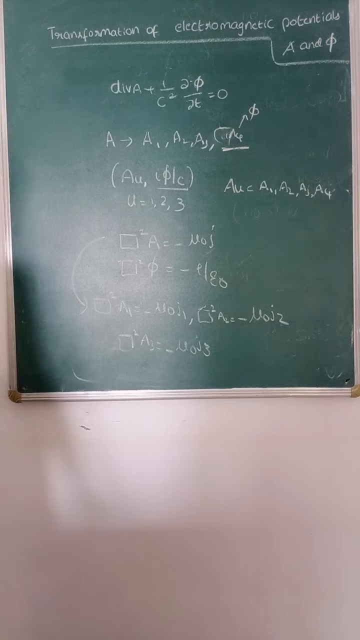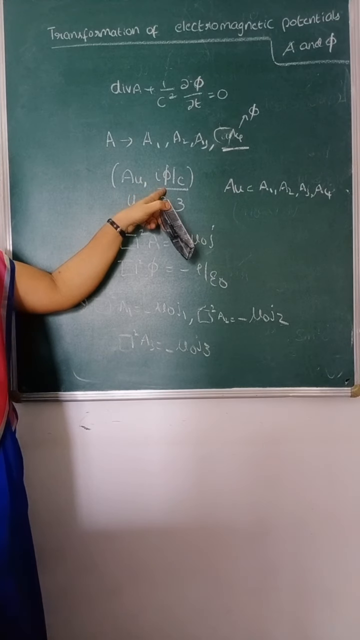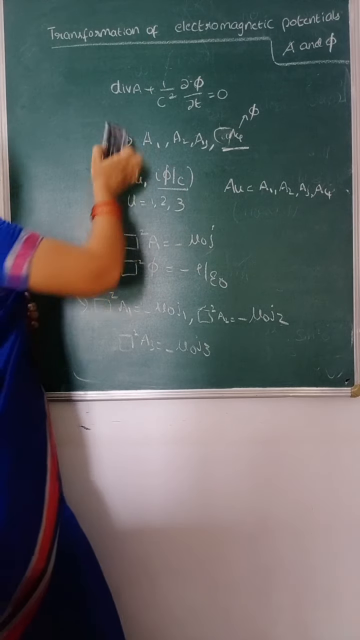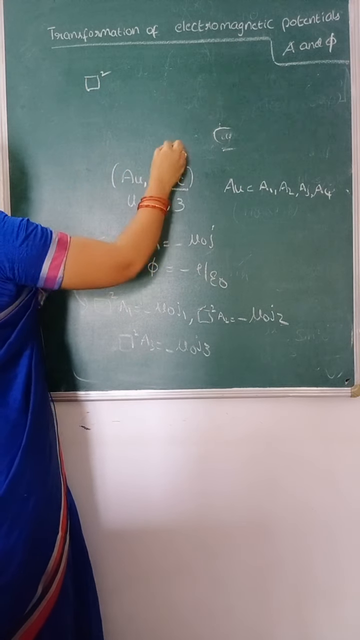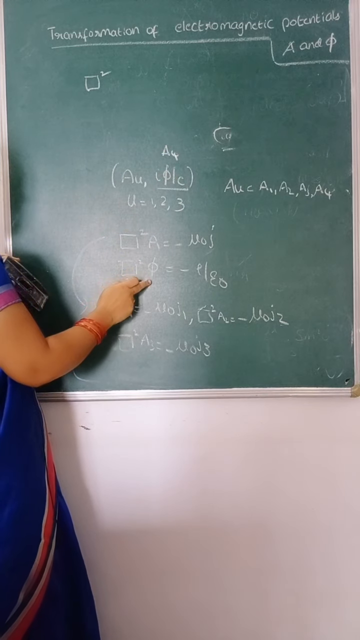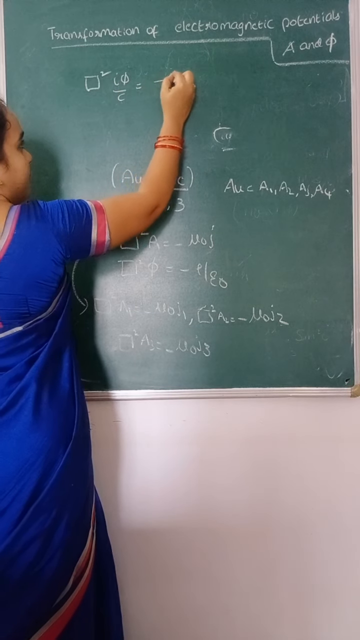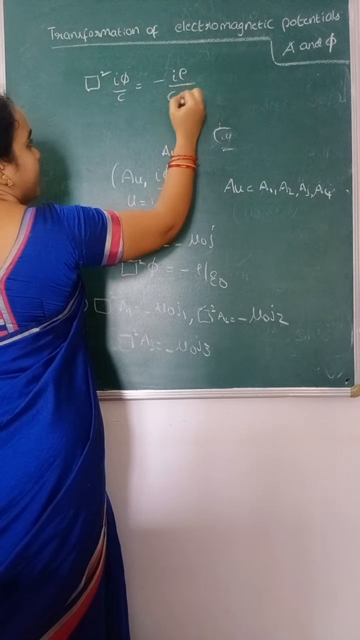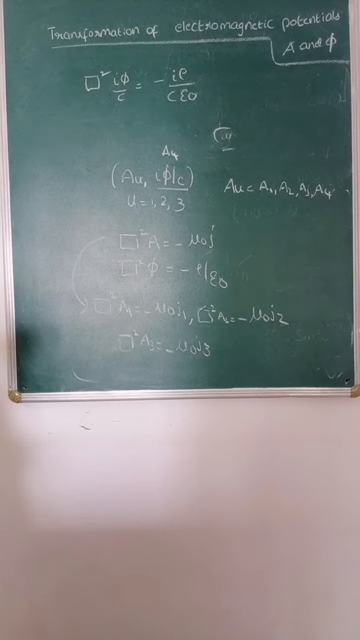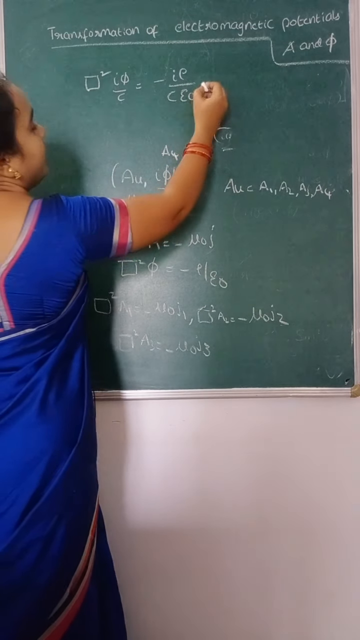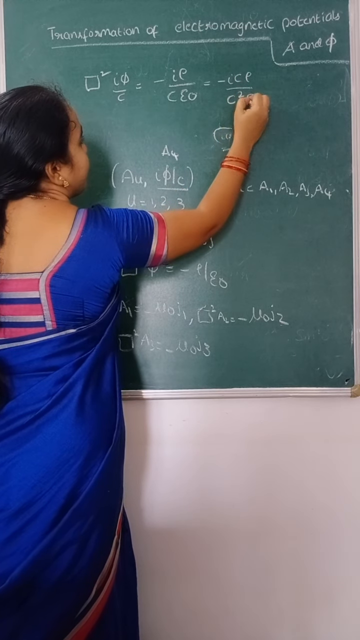These are the three different components, and we multiply the second equation with i phi by c in order to get the fourth component. So what happens to the second equation? Del square, since A4 is i phi by c, let us multiply the second equation with i by c, then del square of i phi by c is equal to minus i rho by c epsilon naught. If you multiply and divide with c, then it is i c rho by c square epsilon naught.